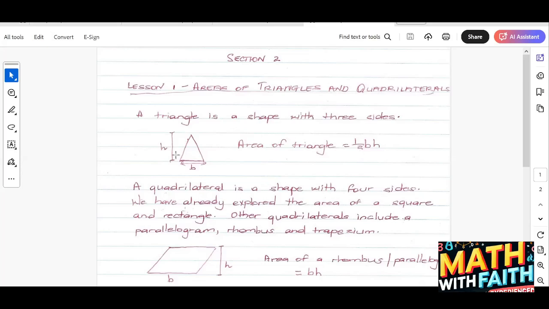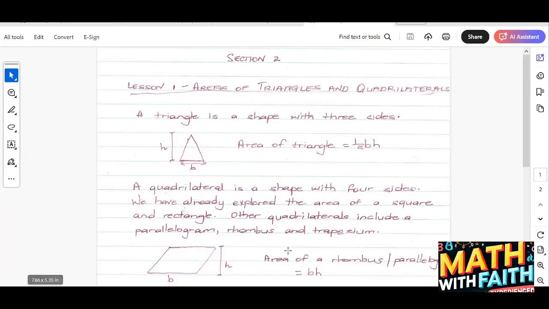Now a quadrilateral, anytime you hear the term quadrilateral, quad means four. So a quadrilateral is a shape with four sides. So a square is a quadrilateral where all four sides are equal. A rectangle is a quadrilateral where you have two pairs of parallel sides, each pair being equal. So those are some quadrilaterals that we have already examined.